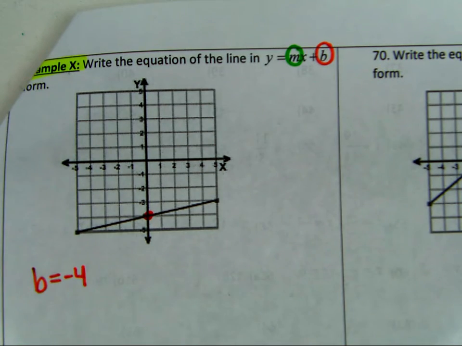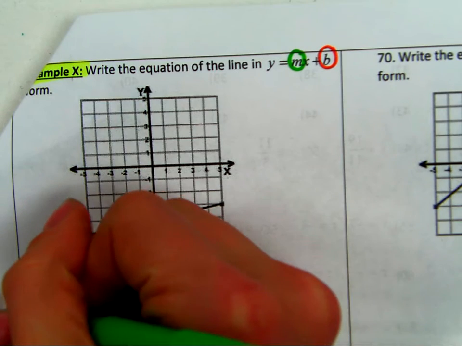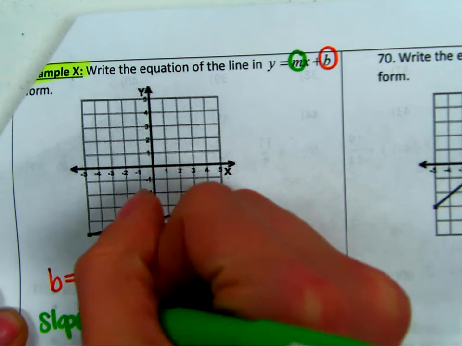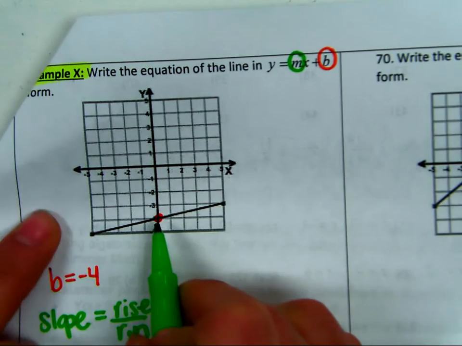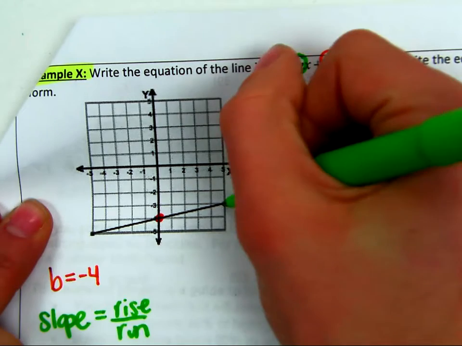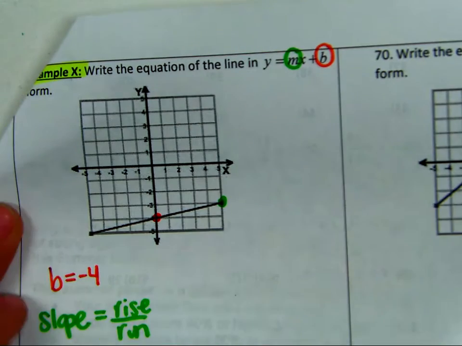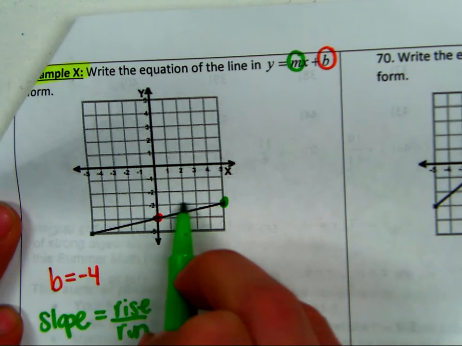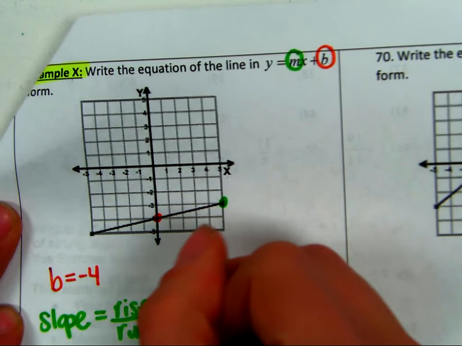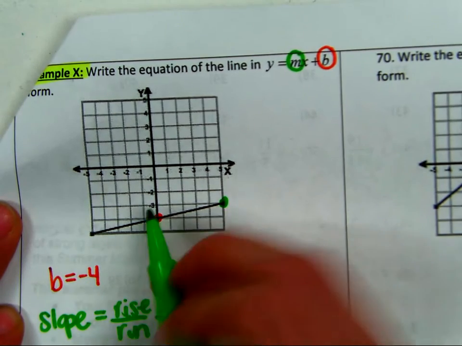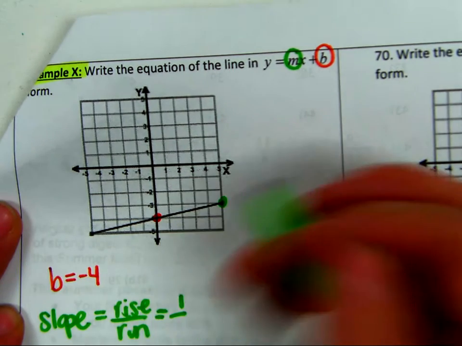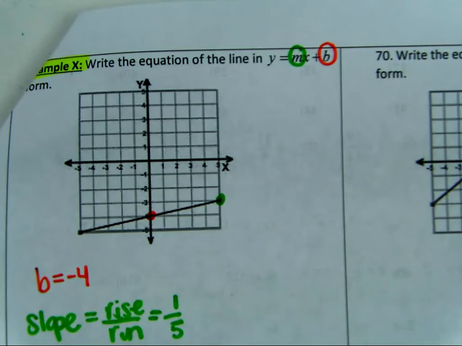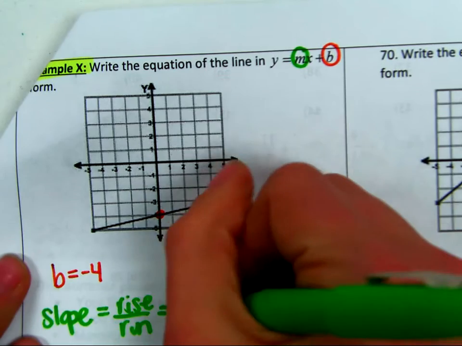And then our slope. Remember, slope is rise over run. So I would pick another point. This is a nice point. I'd pick another nice point, maybe over here, and I would just count how much are we going up and how much are we going right to get there. So our rise is how much we're going up. We're going up 1. Our run is 1, 2, 3, 4, 5. We're going over 5. So that's our slope or our m value.